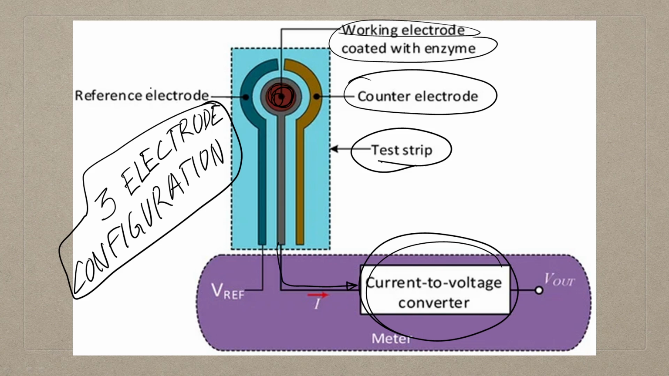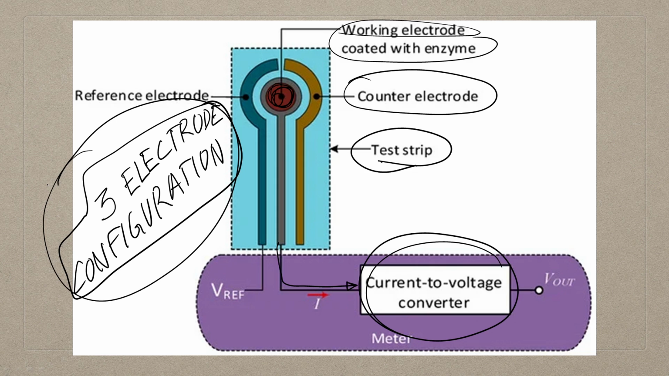Last class, I talked to you about the basic hexokinase sensor and glucose oxidase sensor. So, while I concluded the last class, I told you we will talk about this 3 electrode configuration. So, the idea is simple.